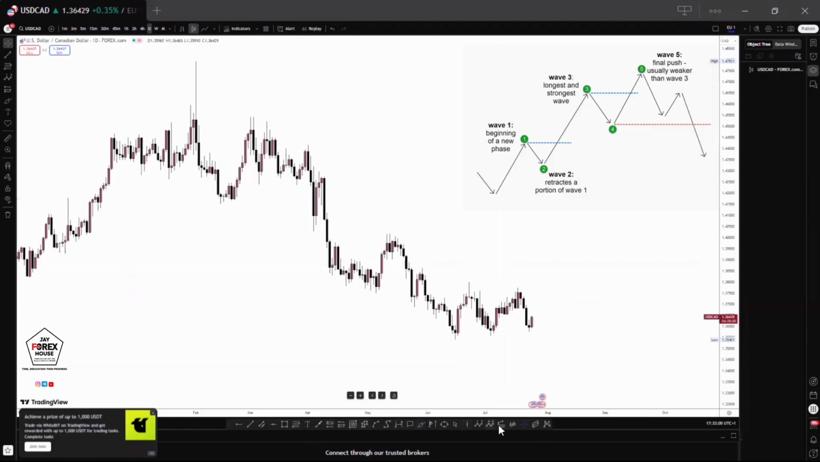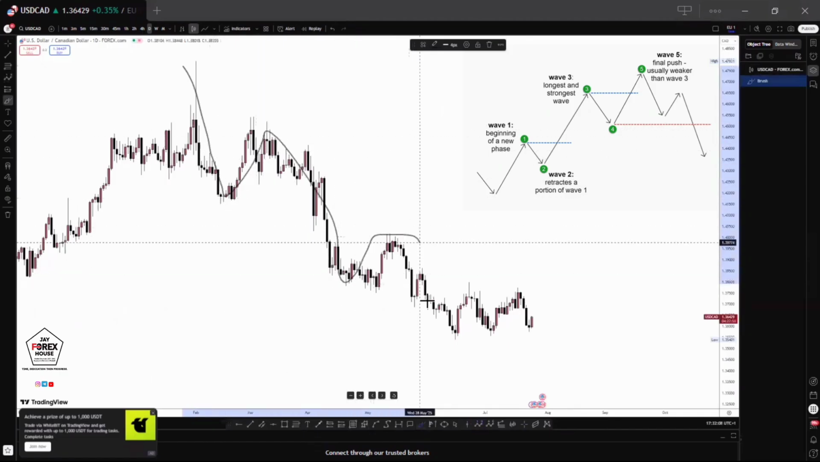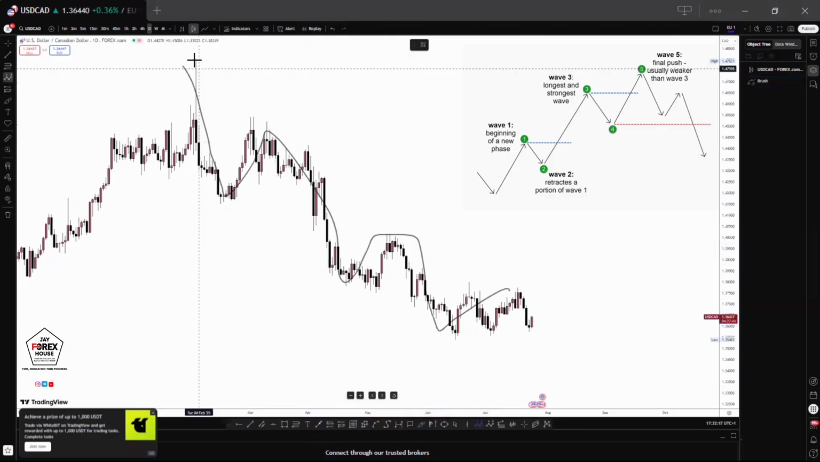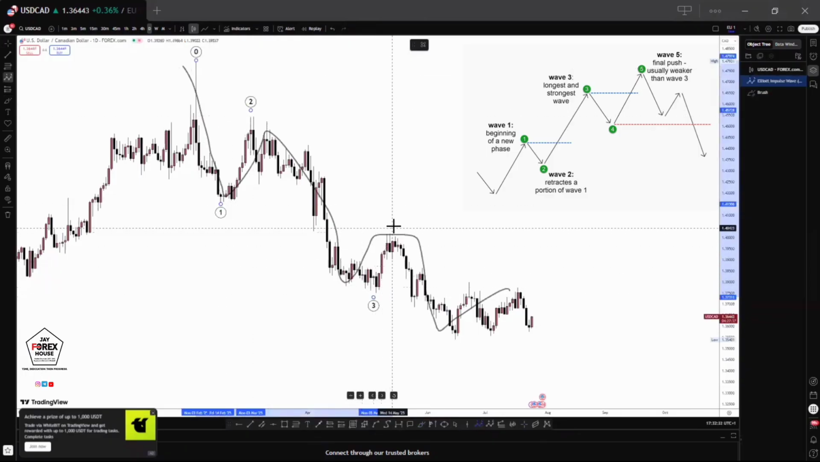So let's say this would be an impulsive wave, obviously. As you can see here, the impulse is on the downside: impulse, correction, impulse. So it's a bearish trend, and the impulse is on the bearish side. So this would be, let's say, 0, 1, 2, 3, 4, 5, right?